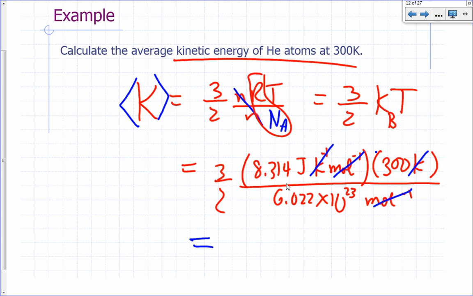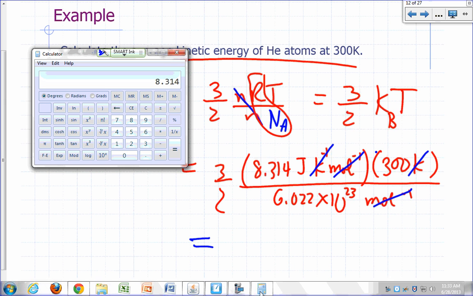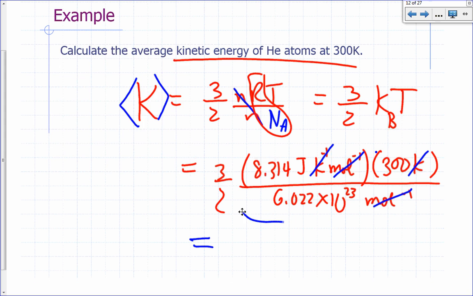If you remember, RT was about 2.5 kilojoules at room temperature. So you could do it that way and then divide by Avogadro's number. 8.314 times 300, you can see the numerator is about 2,500 joules, about 2.5 kilojoules, divided by 6.02 times 10 to the 23rd. That gives 4.1 times 10 to the negative 21.